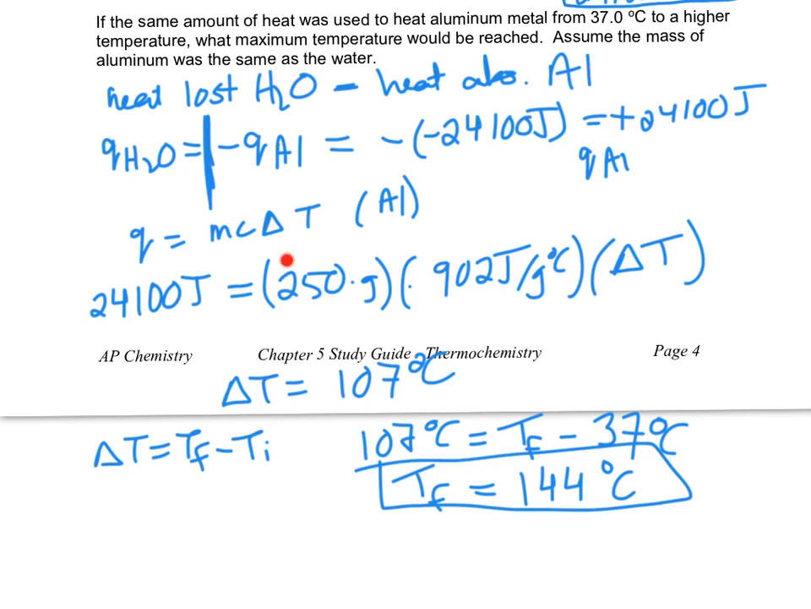Now they were the same amount, same 250 grams. So what's the main difference? It's the specific heat capacity. The specific heat capacity for water is much, much higher than the specific heat capacity for aluminum.